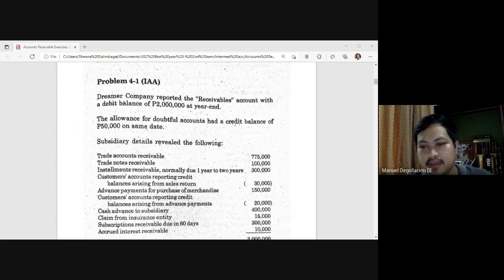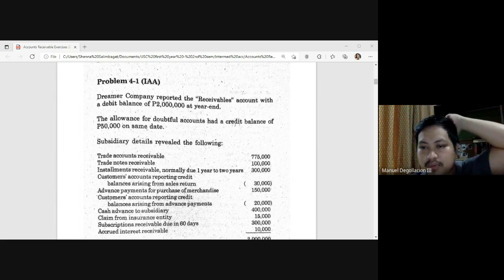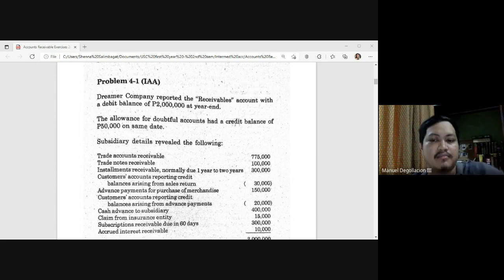And recognizing them as a liability, class, makes sense because if your customers made an overpayment, class, then that actually means you now have an obligation to your customer to return the overpayment. If your customers returned goods which were already fully paid, then you actually have an obligation to return to your customer the value of the goods that were returned. So that is why the correct treatment, class, for a credit or negative balance to your customers' accounts would be to recognize them separately as a liability and not to charge them off against your other receivables. Okay, I hope that's clear.